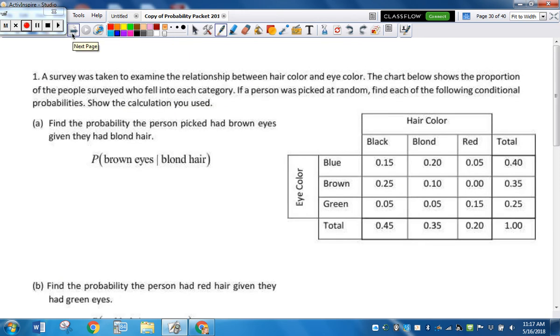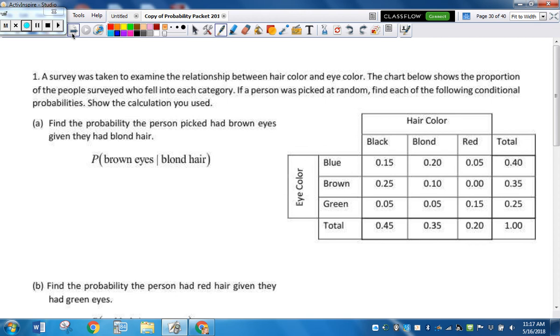You have your table, which we've been working on. A survey was taken to examine the relationship between hair color and eye color. The chart below shows the proportion of people surveyed who fell into each category. If a person was picked at random, find each of the following conditional probabilities. Show the calculations used. Find the probability the person picked had brown eyes given they had blonde hair.